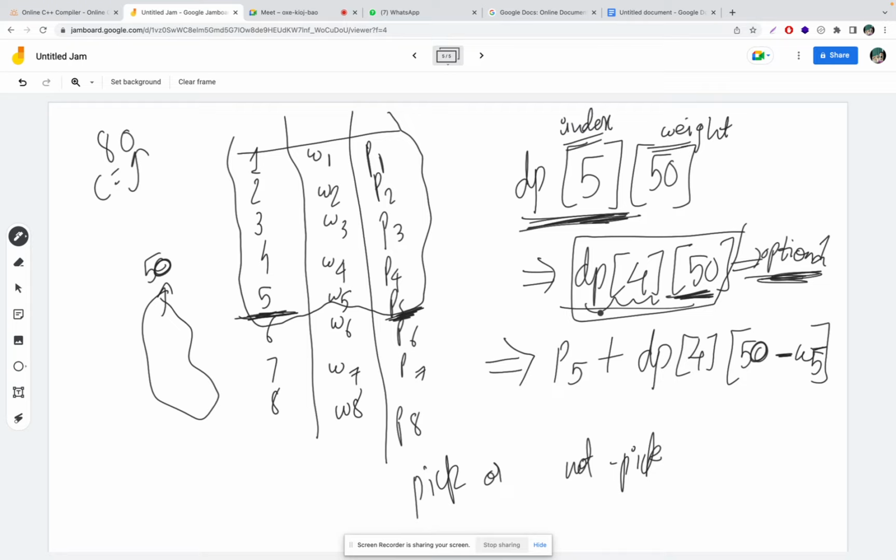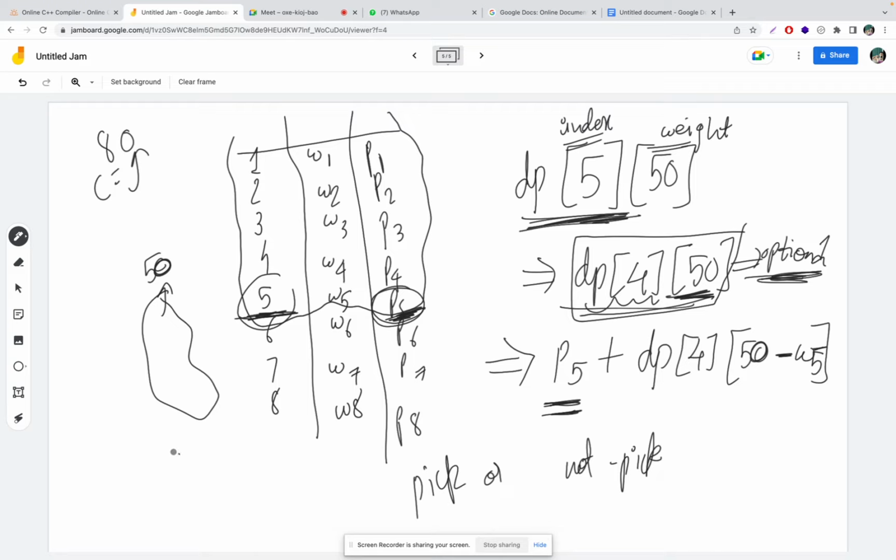So guys, one option is you ignore the fifth element. If you ignore the fifth item, then the answer will be just one index before that, DP4, the first four items and 50 kg capacity. But if you try to include the fifth element, then you will have to add the profit of the fifth element. Yes or no, Raj or Ankit? That's why I've written P5 here.